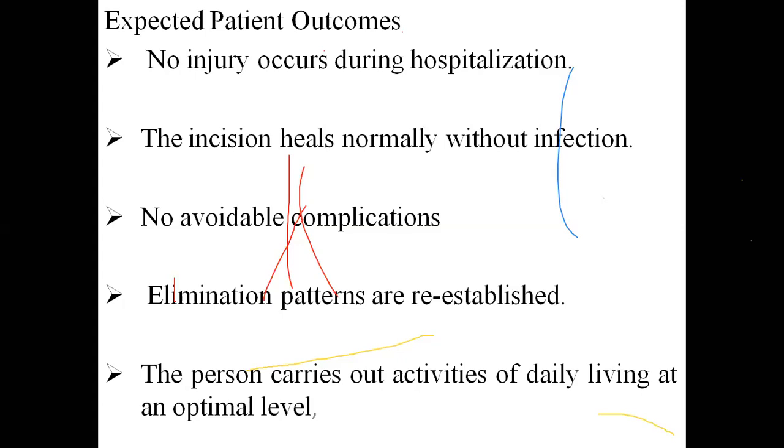Then after surgery, the urethral catheter is removed and the patient is able to pass urine on their own. All of these elimination patterns should be re-established post-operatively. Then the person carries out activities of daily living at an optimal level.